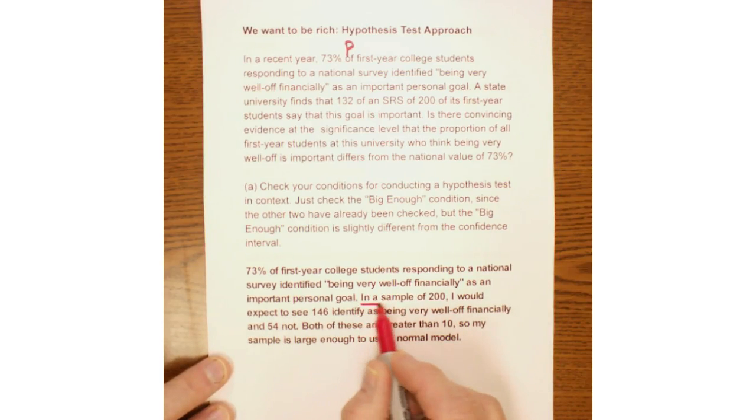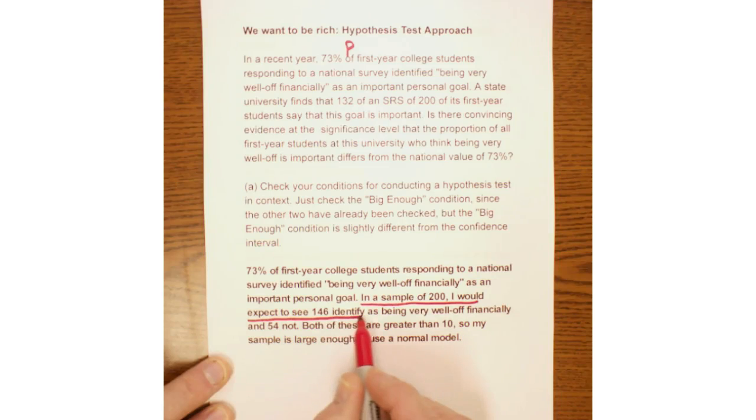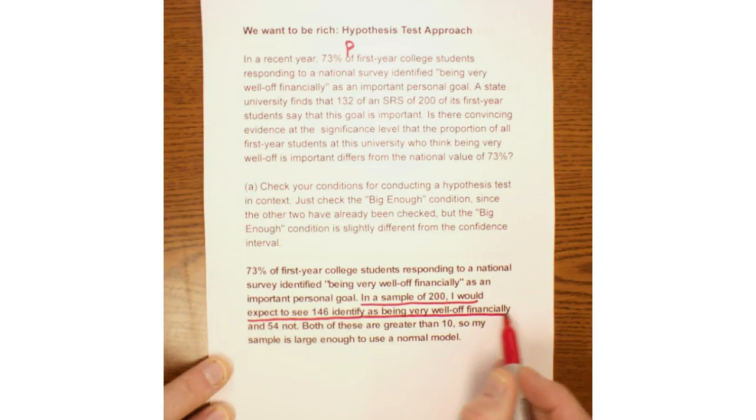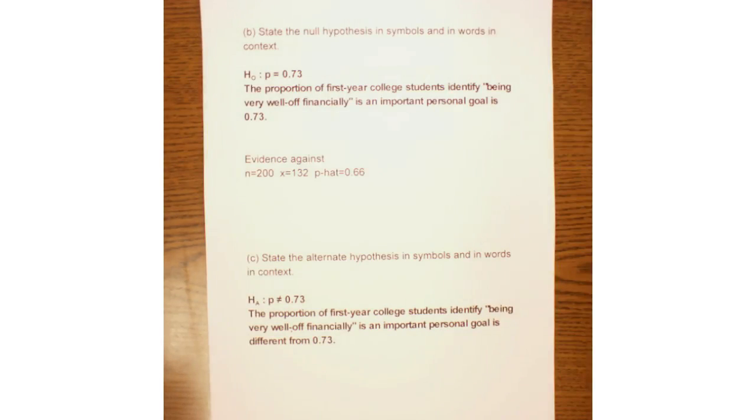So in a sample of 200, I would expect to see 146 identify as being very well off financially and 54 not. And since both of those are greater than 10, my sample is large enough to use a normal model. I'm not going to check this simple random sample because it says so up there in the top, and I'm going to assume that the 200 students is less than 10% of all students.